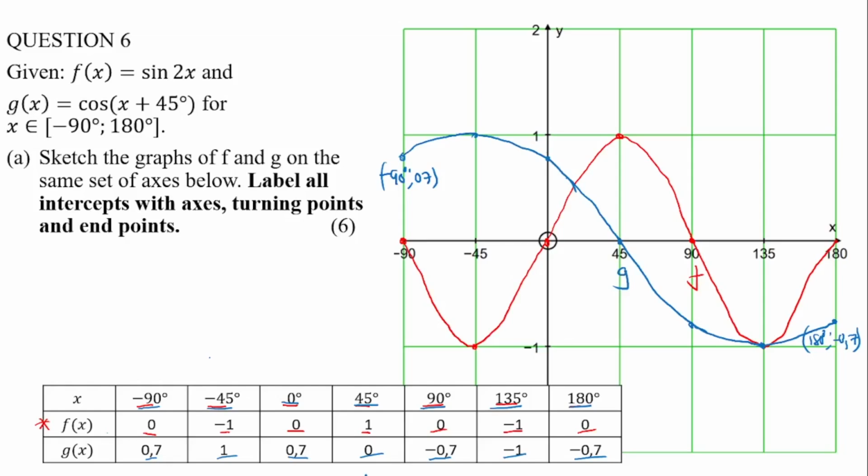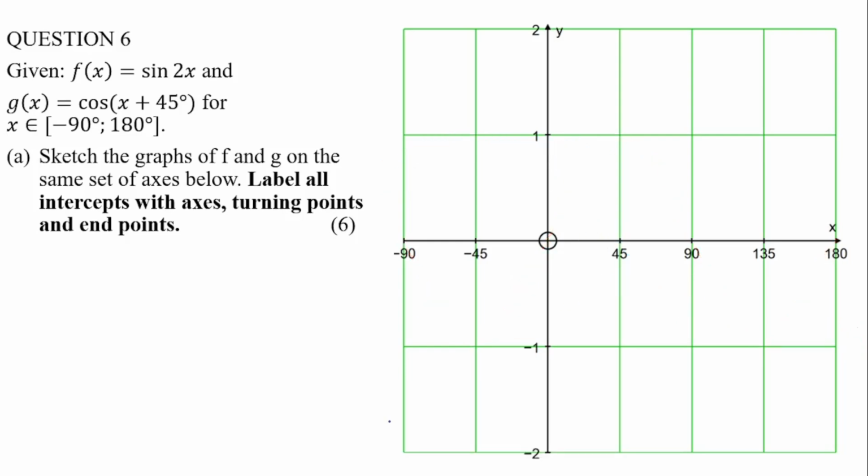This is how we can sketch using the calculator. Here also indicate the y-intercept. The x-intercepts are very clear. Okay, but we can also use the parent graphs like this one here. We can sketch this from the graph of y is equal to sine x, and then this one we're going to sketch the graph from y is equal to cos x.